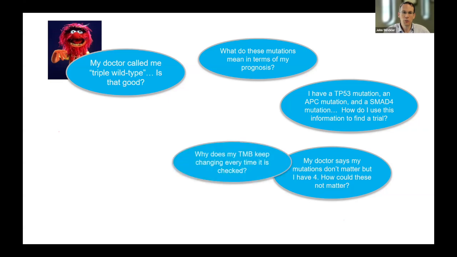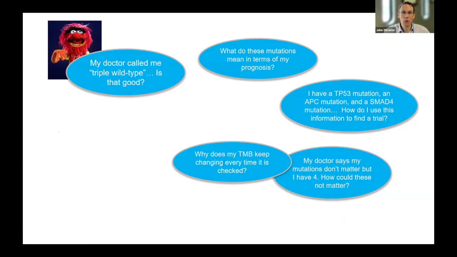Why does my tumor mutational burden keep changing every time it's checked? Oh, I love this question. Tumor mutational burden is a very frustrating number. All that's doing is counting the number of mutations on some portion of the DNA. And tumors evolve over time, so they can change. They're allowed to change the number of mutations they have on their DNA. Typically, the number of mutations would go up over time. But the other part of it is it's not a reproducible number. So if you send 2 different samples, you can get 2 different numbers from the same patient.